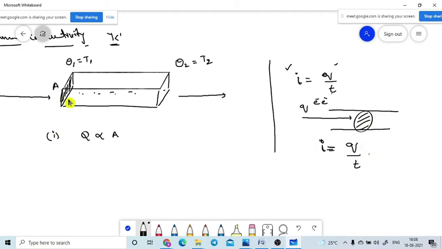In the similar manner you come across here also. How much heat current will flow? Here we are flowing the heat current, that means Q by T, heat flow. Let's assume how much heat current will flow through this heat conductor. Here I am taking an electric conductor, and here I am taking a heat conductor, the thermal conductor.